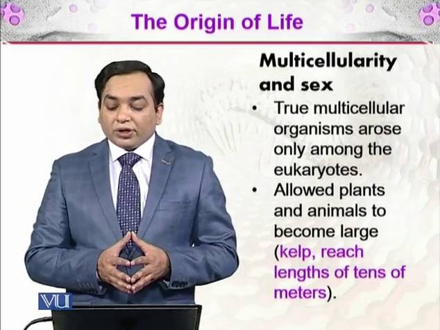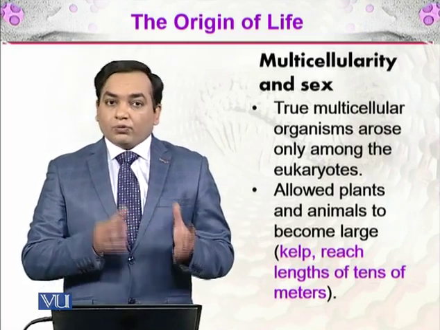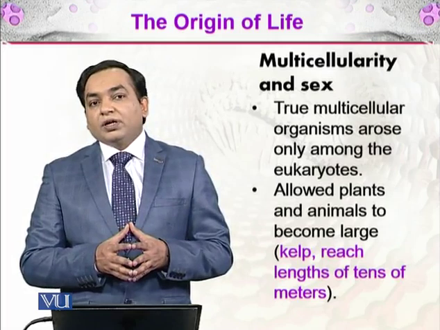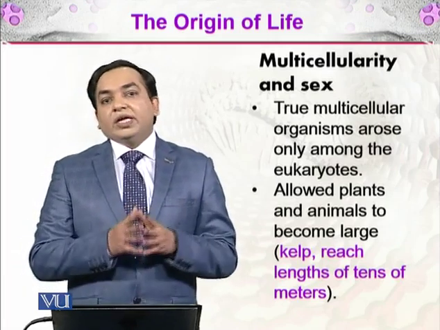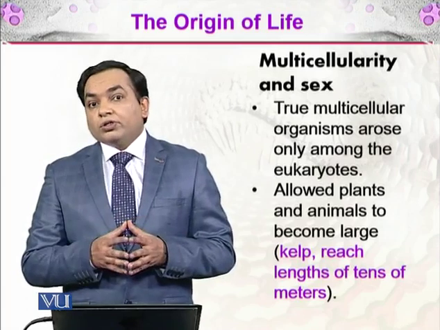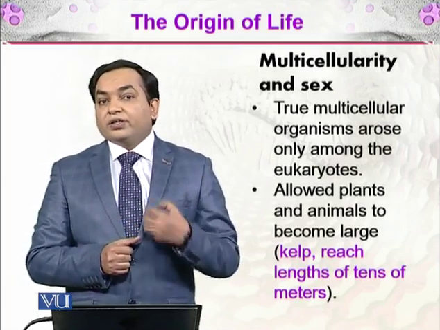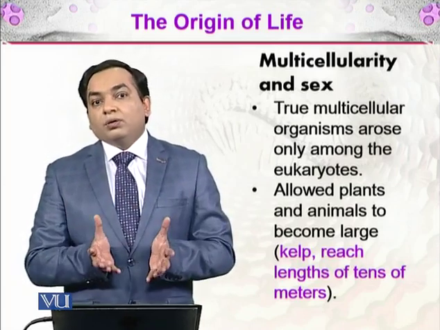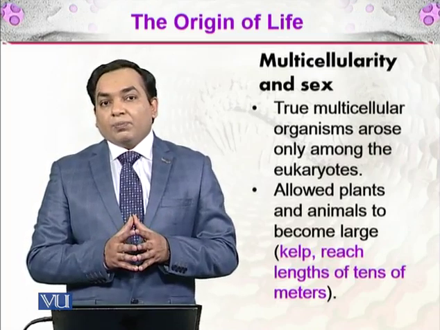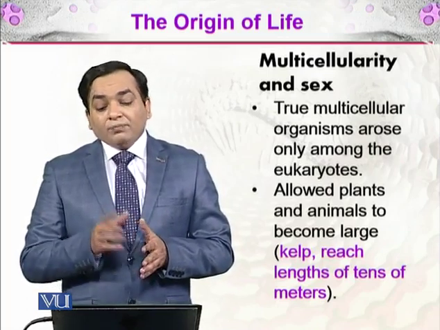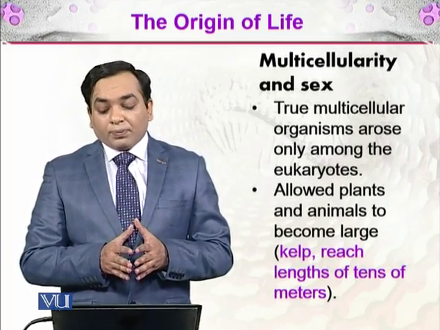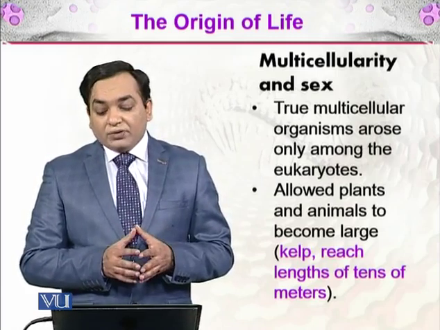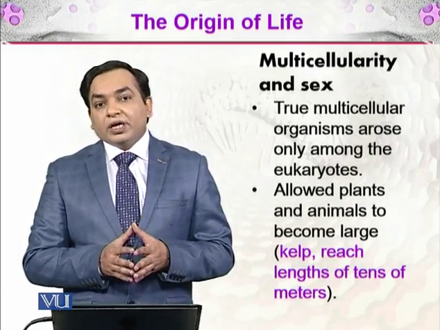The true multicellular organism arose only among the eukaryotes. Of course, there were some prokaryotes which might have formed multicellular organisms, but mostly they live in the form of colonies. The eukaryotes, on the other hand, are dividing their cells, and these cells become specialized in performing certain functions, and a whole bunch of cells completely make a particular organism. And multicellularity allowed plants and animals to become large. For example, the kelp. Kelp is the seaweed which can reach lengths of tens of meters in size.